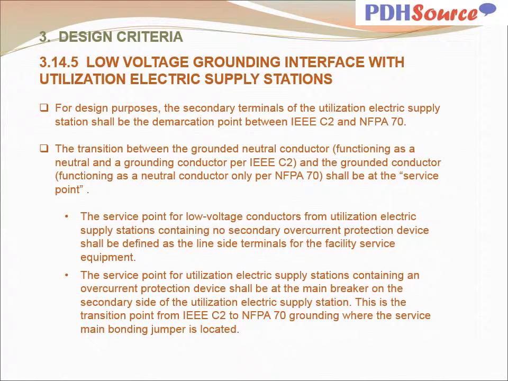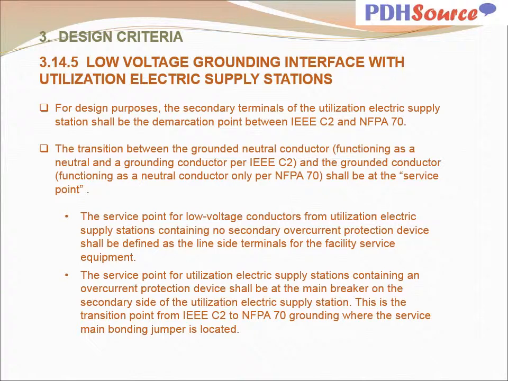For design purposes, the secondary terminals of the utilization electric supply station shall be the demarcation point between IEEE C2 and NFPA 70. The transition between the grounded neutral conductor functioning as a neutral and a grounded conductor per IEEE C2 and the grounded conductor functioning as a neutral conductor only per NFPA 70 shall be at the service point.